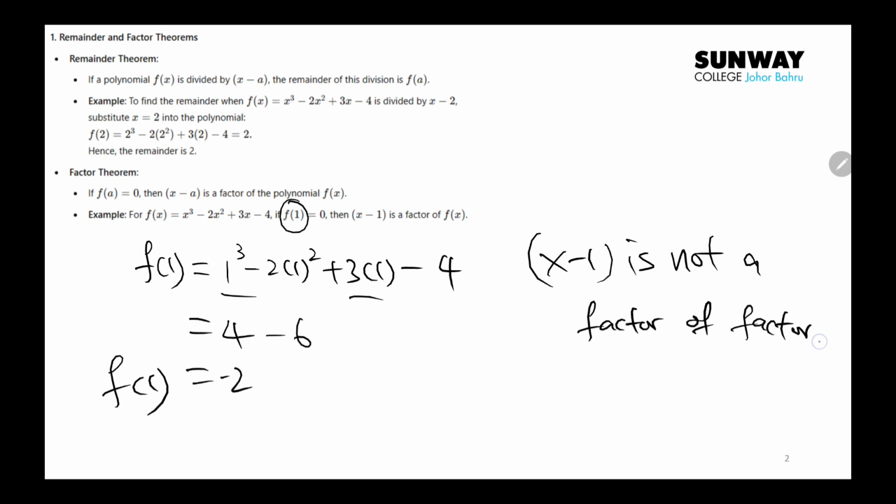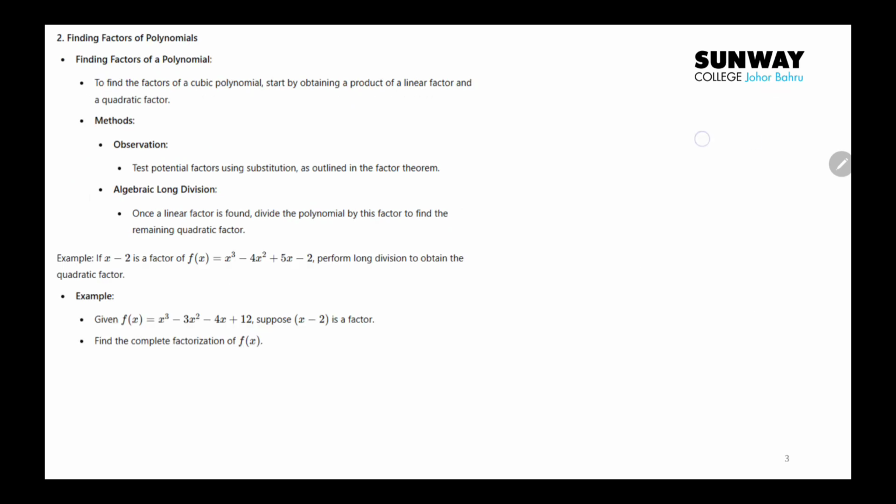Right? So if it does give you value 0, then it is a factor of f(x), but in this case it is not. So we're just going to move over it. And then there are several other methods we can use to find the factor of a polynomial, such as observation. So we can use potential values as substitutions. If it satisfies the factor theorem, then we can say, yeah, it's a factor, or you can also use long division. So in this particular case, we are going to use this as an example.